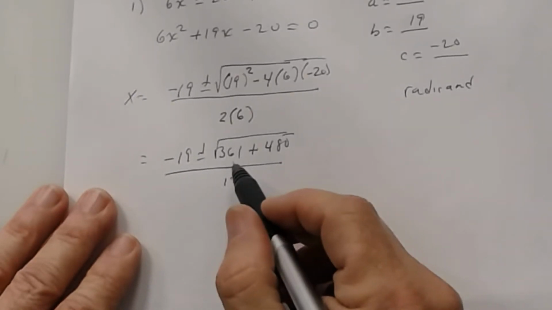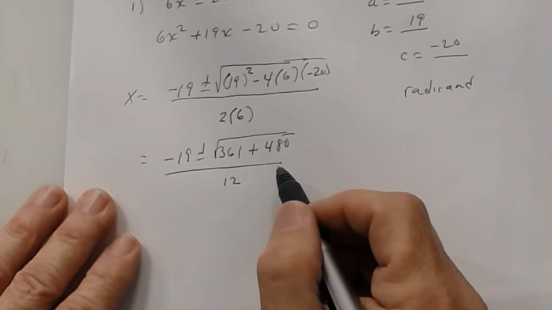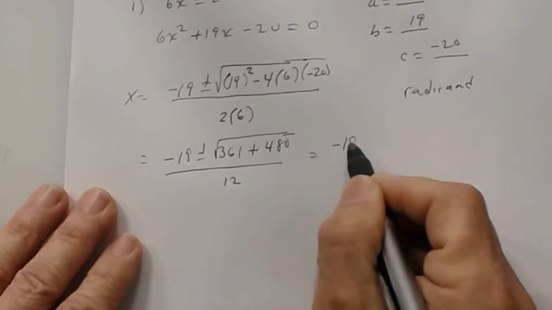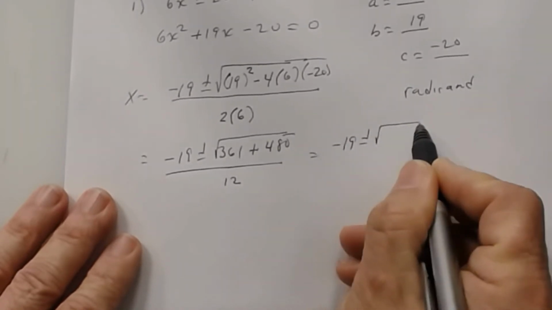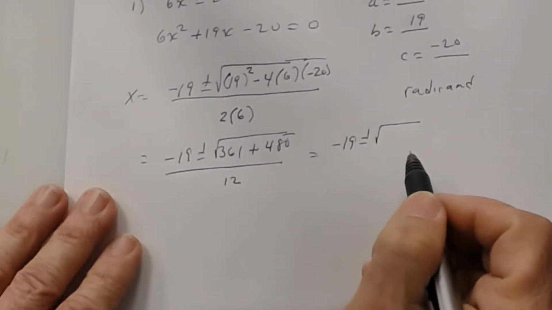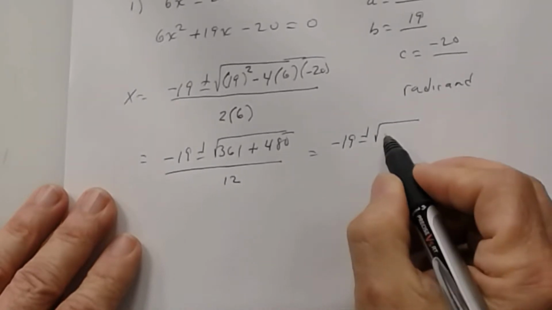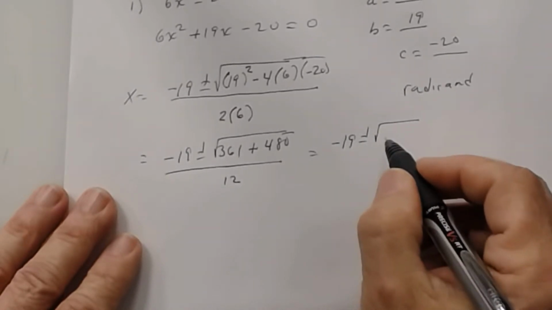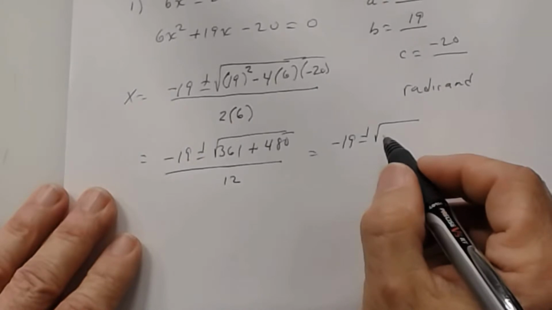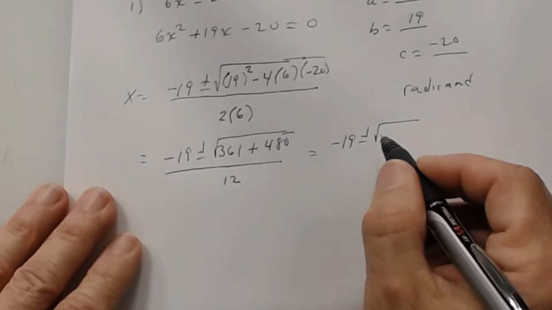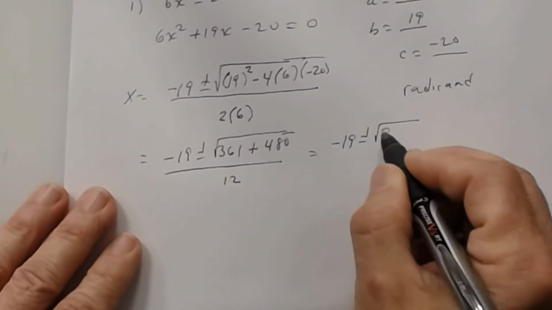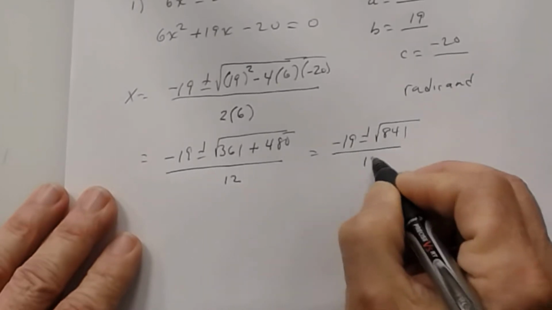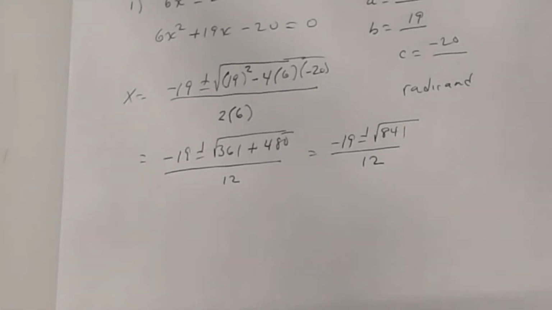Still work with the radicand. Negative 19 plus or minus the square root of. What's 361 plus 480? It cannot be negative. 361 plus 480. 841. All over what? 12. All right.